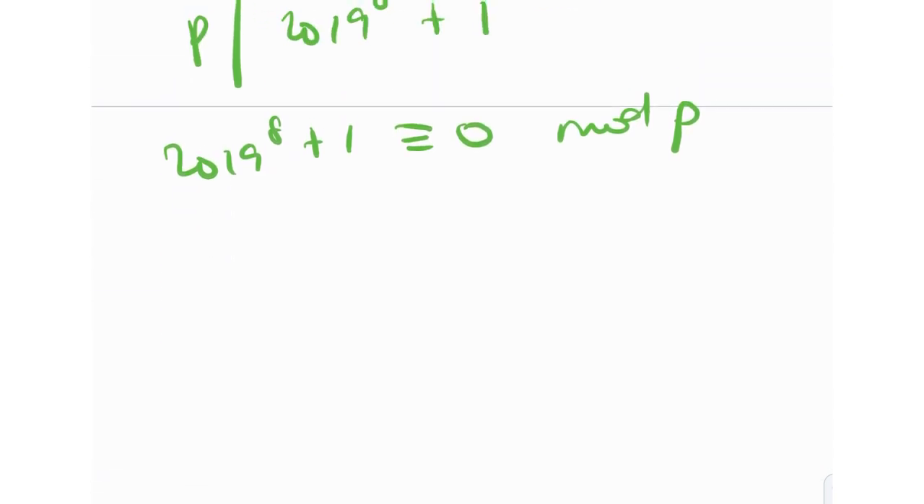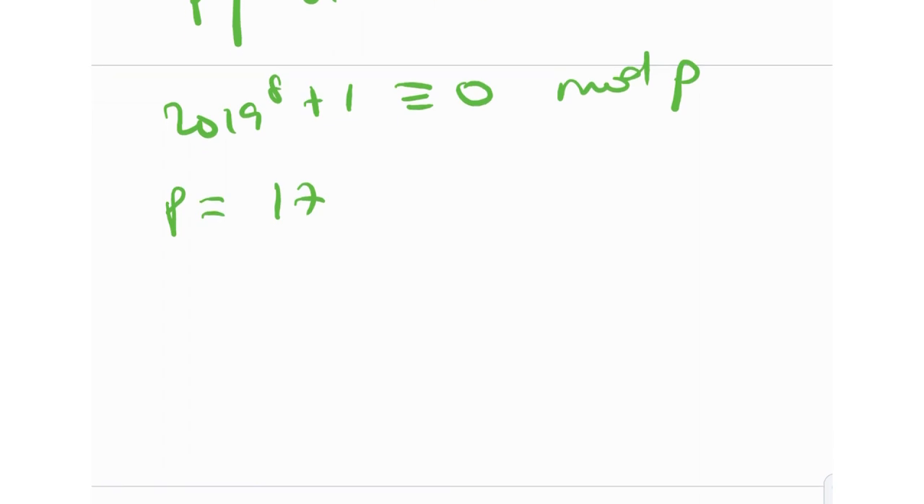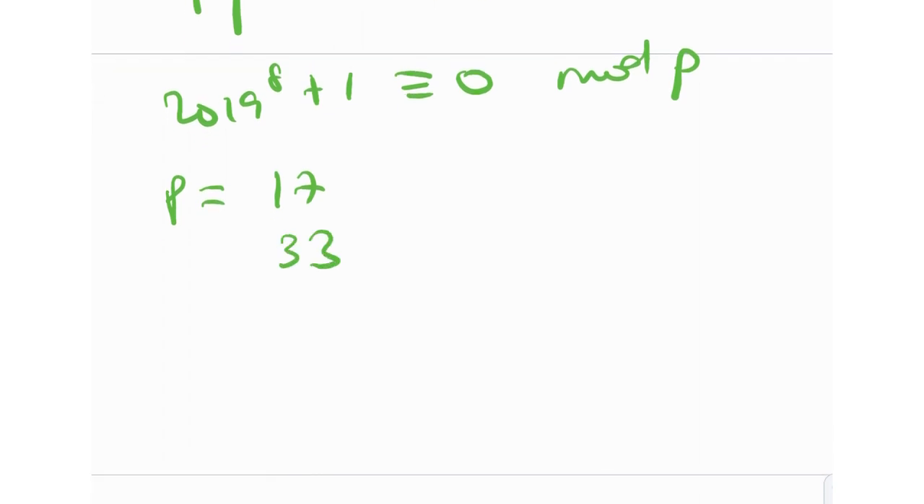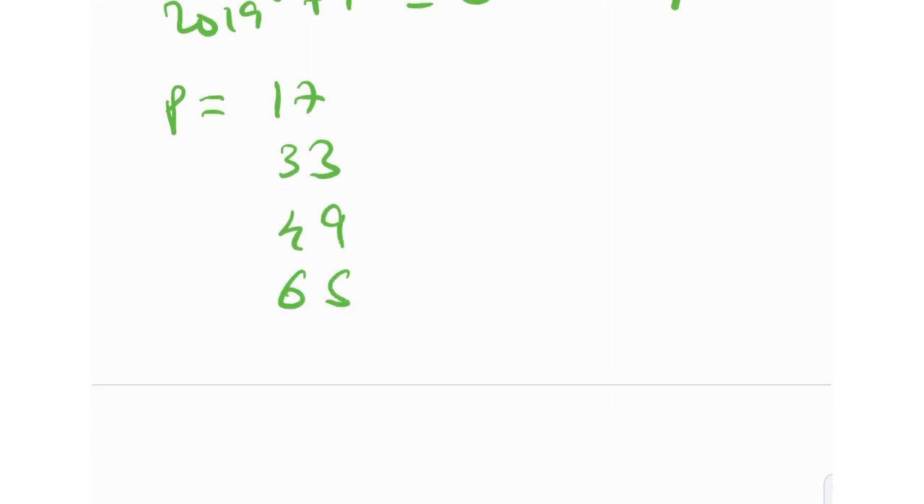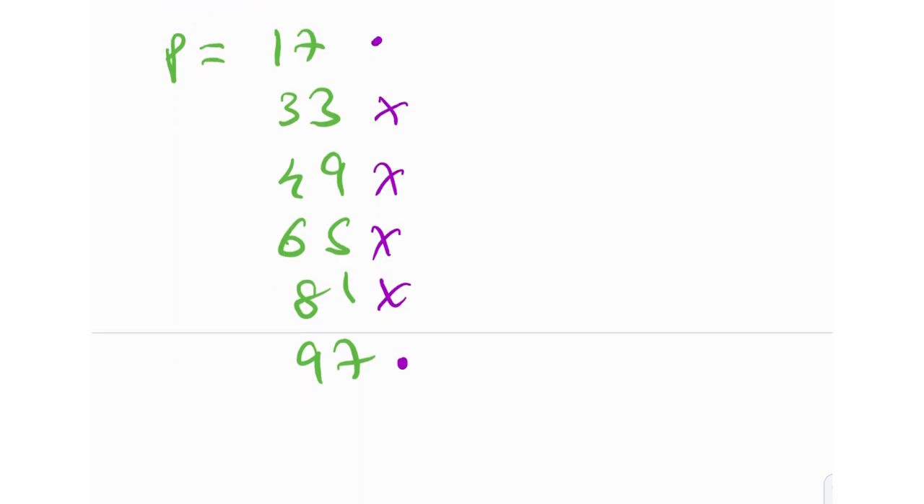Well, if P is 1 mod 16, then what can P be? 17, right? 16 plus 1 is 17. Next is 33. It can also be 49, 16 into 3 plus 1. 16 into 4 plus 1 is 65. 16 into 5 plus 1 is 81, then 97, and so on. The difference will be 16, of course. Now, 17 is a prime, so we are good with that. 33 is not a prime, 49 not a prime, 65 not a prime, 81 not a prime. 97 is also prime, and then it goes on and on.